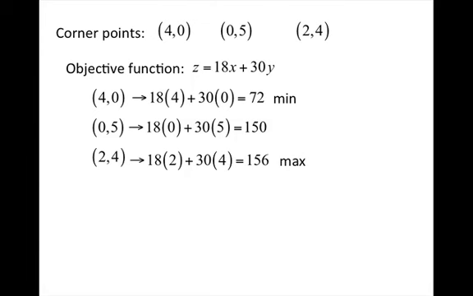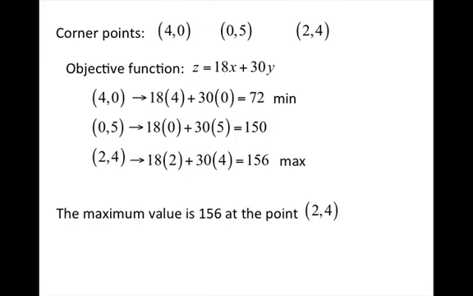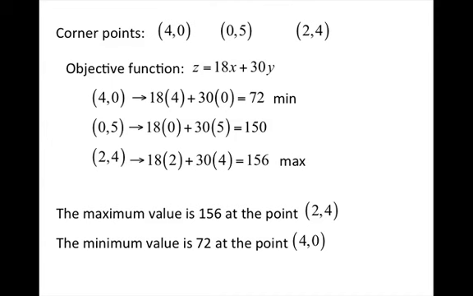So you always tell me what the maximum or the minimum value was and at which corner point it occurred at. So the maximum value is 156 at the point (2, 4). We have a minimum value of 72 at the point (4, 0).